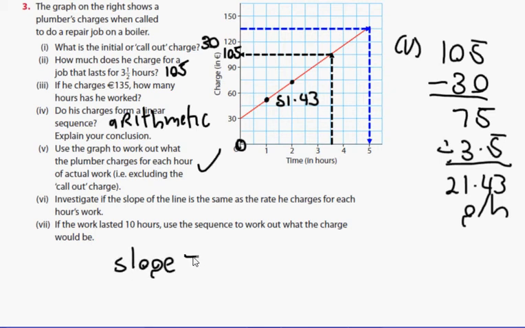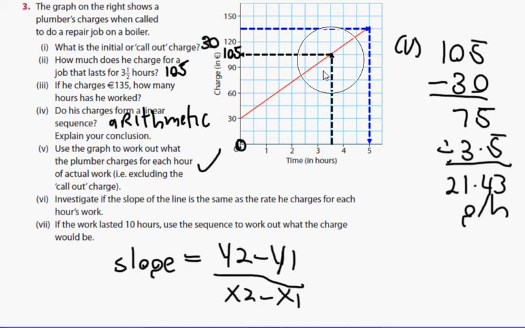The geometry chapter. The slope of the line is y2 minus y1 over, anybody? x2 minus x1. Pick 2 points on the line that you know where they are. So let's pick, this point here is easy, isn't it? What point is that? 0, 30. Call that x1, y1.